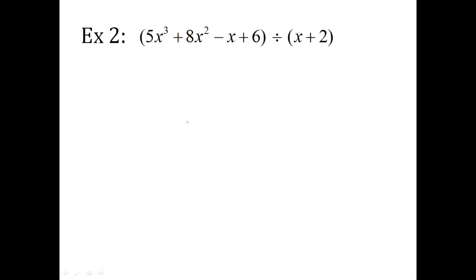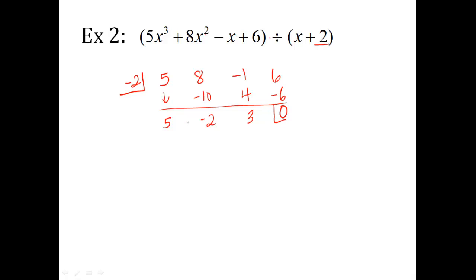Let's try another one. Get your powers of x. I have 3, 2, 1, 0. So powers are all covered. Here's my k. To set up my problem, I'm going to do negative k, and then the coefficients, 5, 8, negative 1, and 6. Okay, same process. Bring this down. 5 times negative 2, negative 10. 8 minus 10 is negative 2. Negative 2 times negative 2 is a positive 4. Negative 1 plus 4 is a 3. 3 times negative 2, negative 6. So I have a 0 for the remainder.